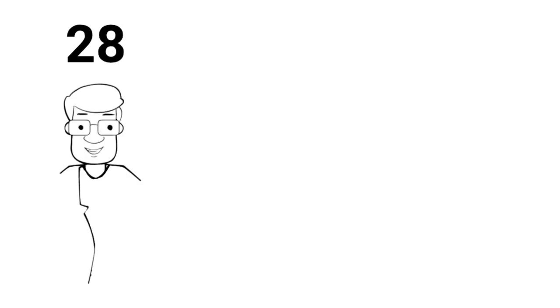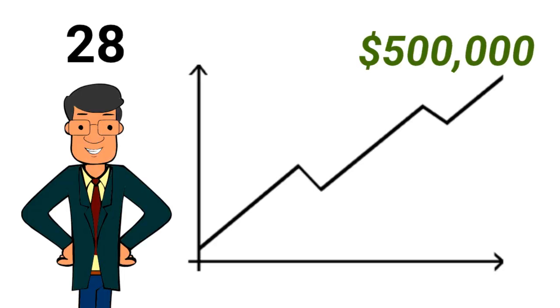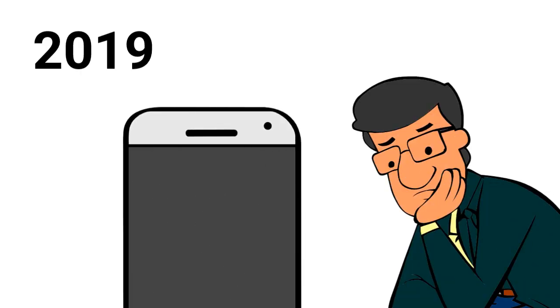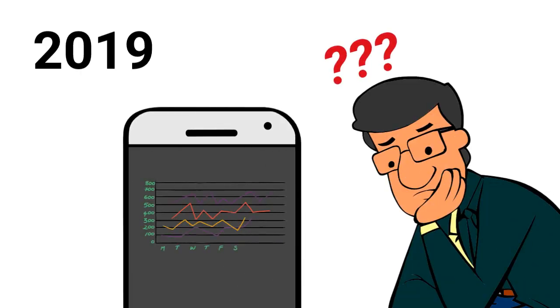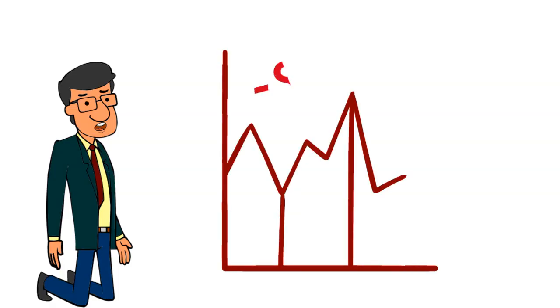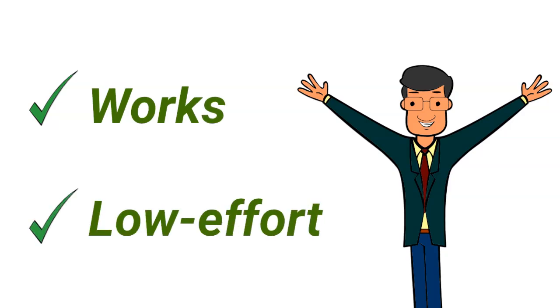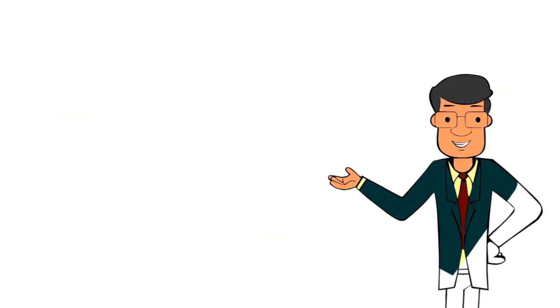I'm 28 and I've built a $500,000 investment portfolio. 6 years ago, I was exactly where you are right now, staring at my phone, waiting to invest, but having no idea where to start. I made a bunch of mistakes along the way and lost money, but luckily, I discovered a simple way, the way that actually works with very little effort. I'll show you exactly what to do and save you years of frustration.